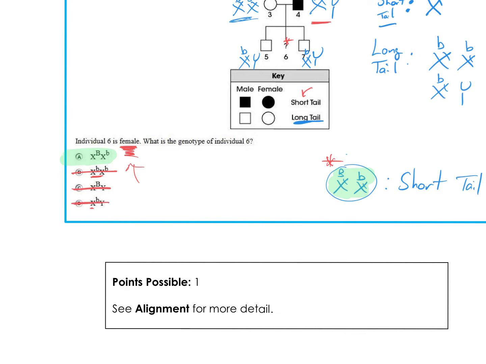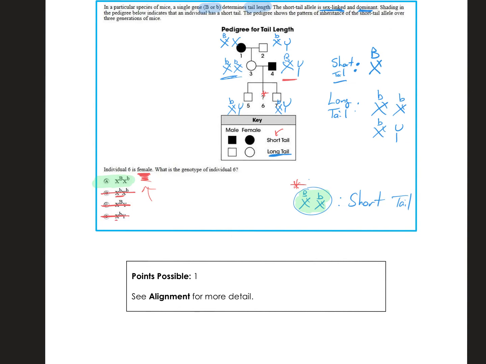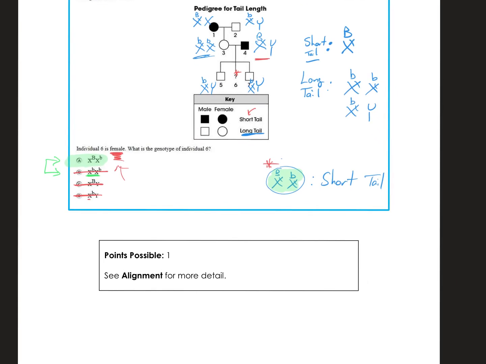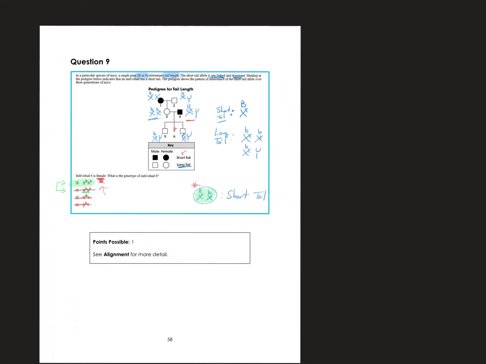So that's wrong. So the only possible answer, even if you couldn't figure all the rest of that out, honestly, the only possible answer is one of these two. You could have got it down to either A or B. And if you're paying attention, you knew that X little b was a long tail. So you didn't even have to do all the work I did here, but hopefully you understood the explanation of how pedigree could help you figure out the genotype, and you should already know that from all the work we've done in class. All right, moving on.